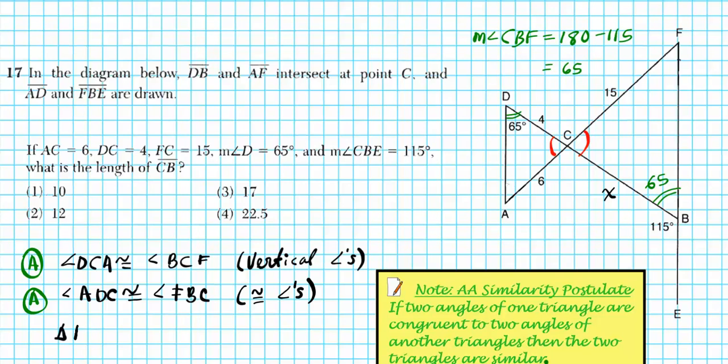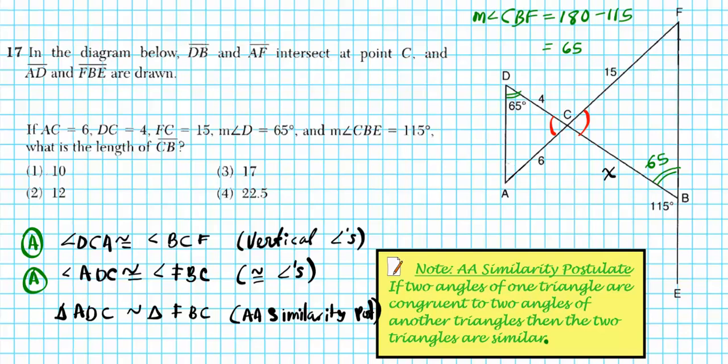Triangle ADC is similar to triangle FBC. That is by the AA similarity postulate. Okay, so how does this help us? Well, that means corresponding sides are in proportion. All right, we can set up proportions to solve this problem.